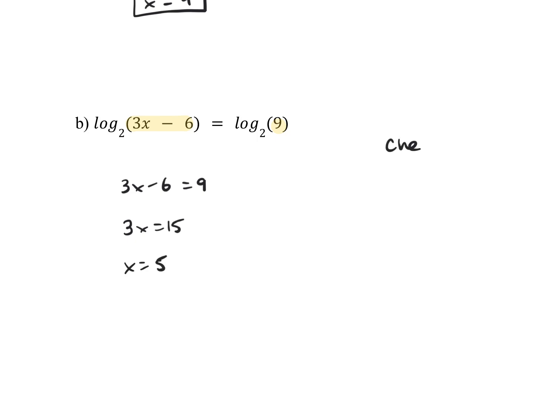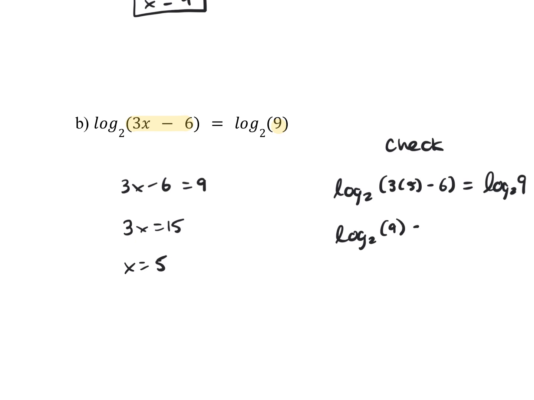Let's do a quick little check on the side. Log base 2 of 3 times 5 minus 6 equals log base 2 of 9. 15 minus 6 is 9. So log base 2 of 9 equals log base 2 of 9. So that has verified that our solution is correct.